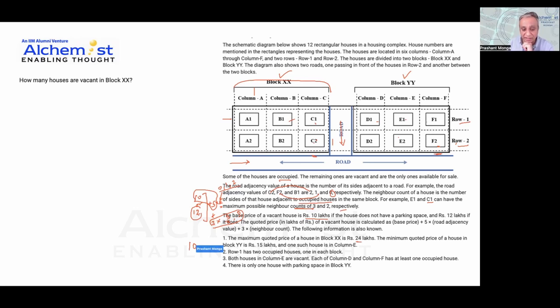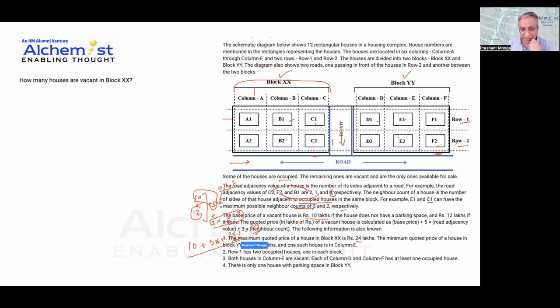So it doesn't have parking, it has 10. And it should have road adjacency value 1, plus it should have 3 into 3. So this is the only way to make 24. So I need 9 here. So this is how I get 24.